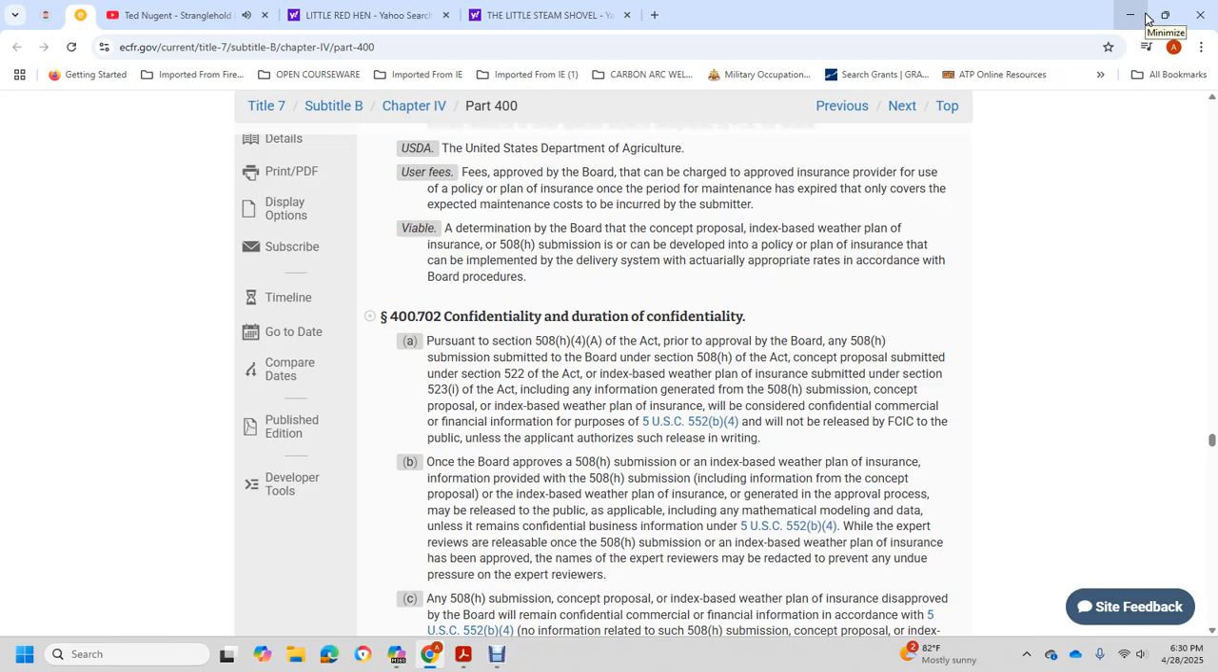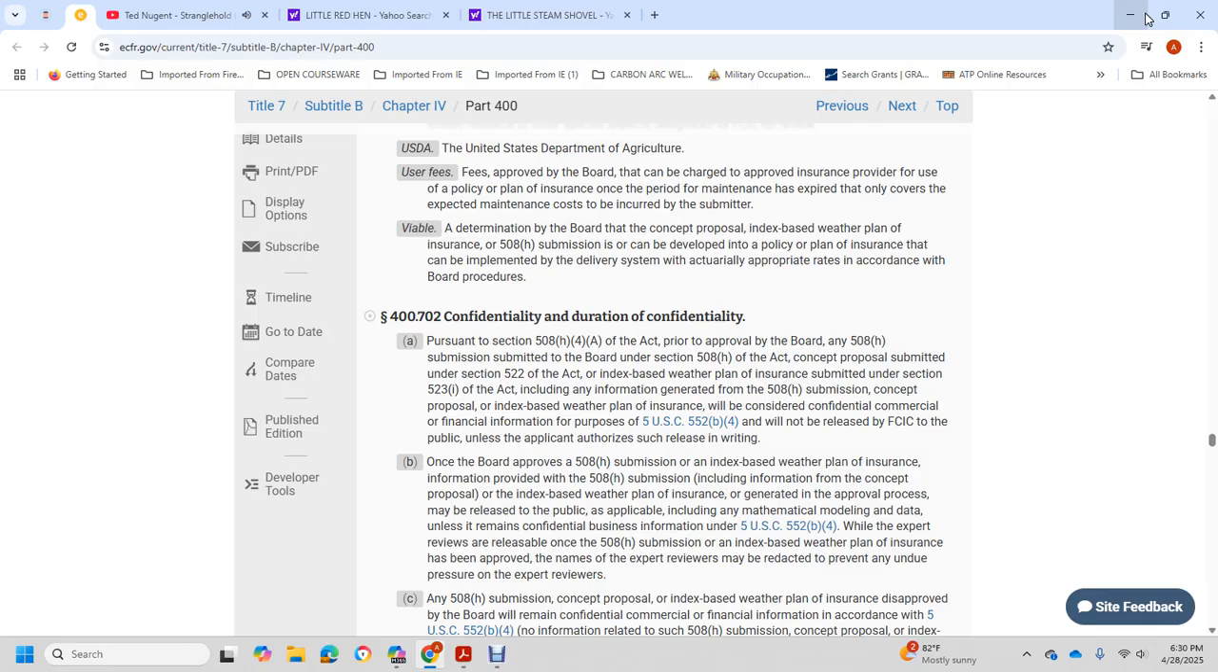40702, confidentiality. Pursuant to Section 508H of the Act, prior to the approval of the rule, the 508H submission submitted to the rule under Section 508A of the Act, the concept proposal submitted under Section 522 of the Act, the insured weather plan submitted under Section 523.1 of the Act, included the information granted with the 508A submission concept and the proposal of the index weather plan of insurance.